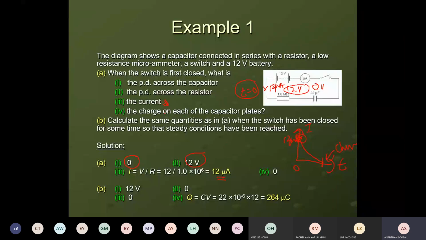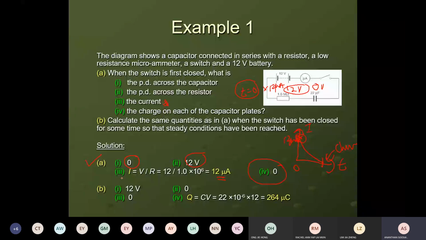Okay, so finally, the charge on each capacitor plate at time 0, when it hasn't charged yet, is definitely 0. I hope part A is quite clear. What I'm trying to emphasize here is that at time 0, the current flow is maximum, the voltage across the resistor is maximum, and the voltage across the capacitor is 0. The charge stored in the capacitor is still 0.